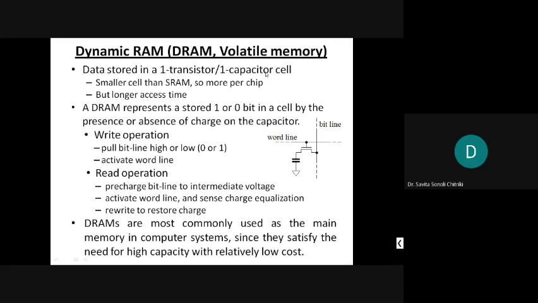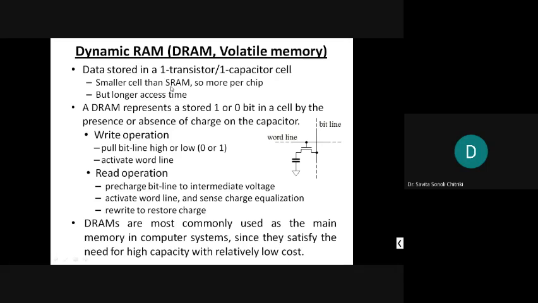Non-volatile means what? The content will remain. It will not be erased. So the non-volatile example is ROM. So data is stored in one transistor or one capacitor cell, a smaller cell than SRAM, so more per chip but longer access time. See there.